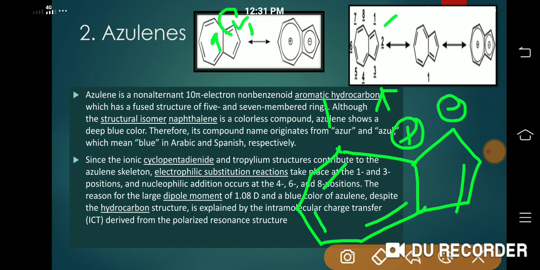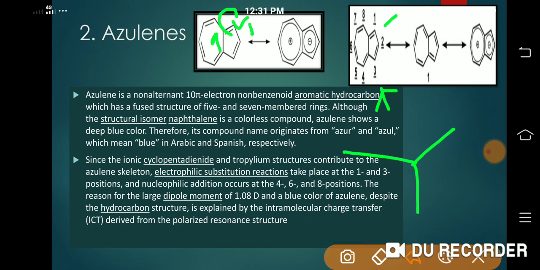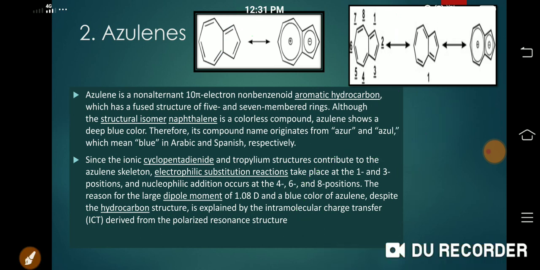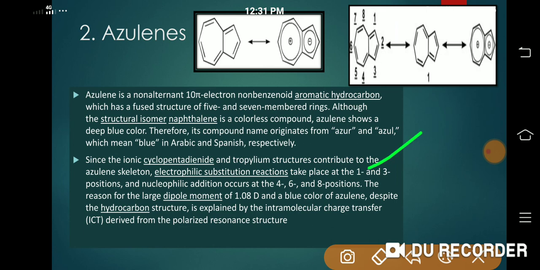In this system, we can find whether the system is aromatic or not by checking its symmetry, or by passing a C2 axis of symmetry.